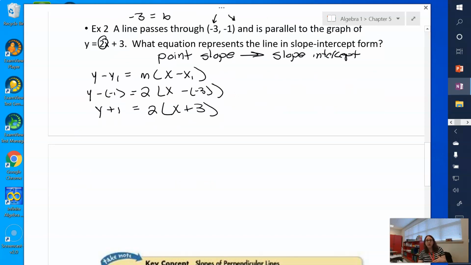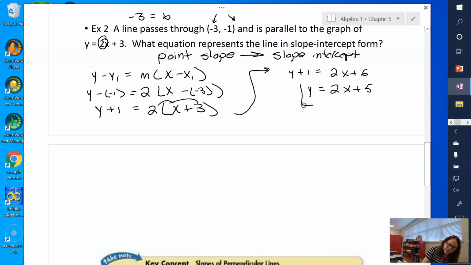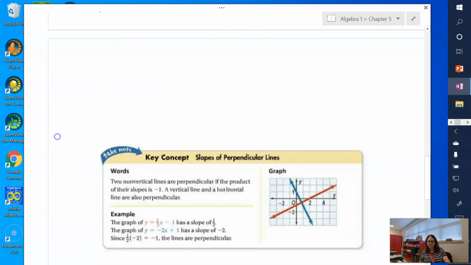Okay, now I'm in my point-slope form. Let's convert this to slope-intercept. First thing I want to do is distribute that 2. So y + 1 = 2x + 6. So I just did a distribute. And then just subtract 1 from both sides. y = 2x + 5. And we're done. Either method is fine with me.